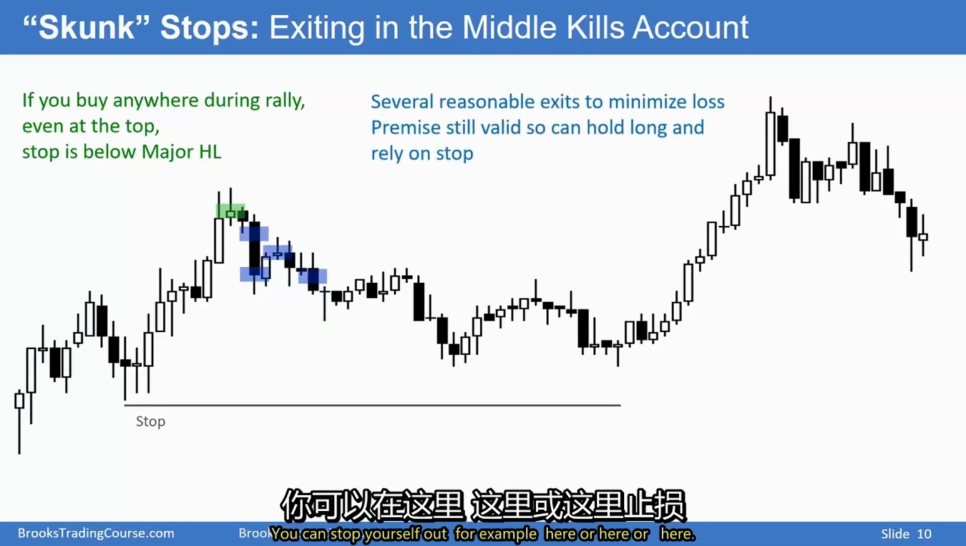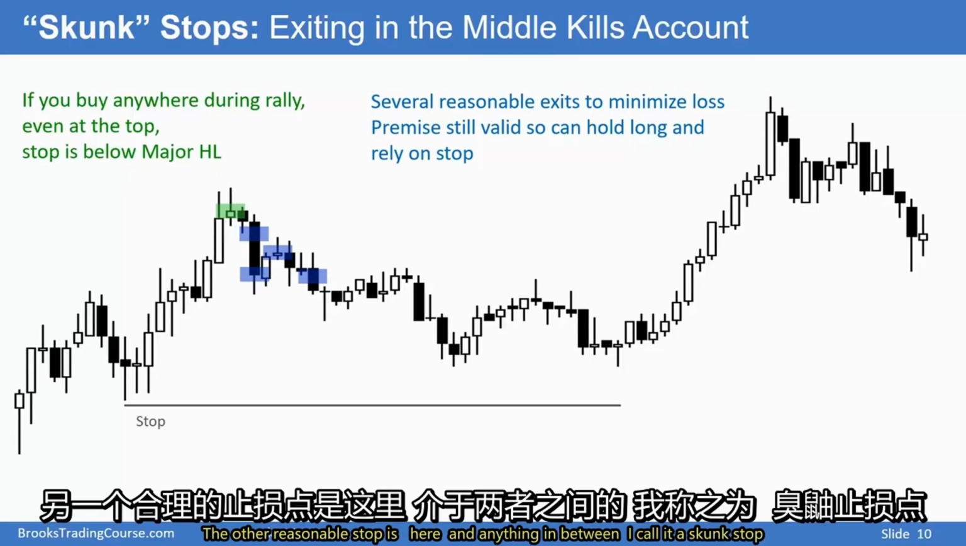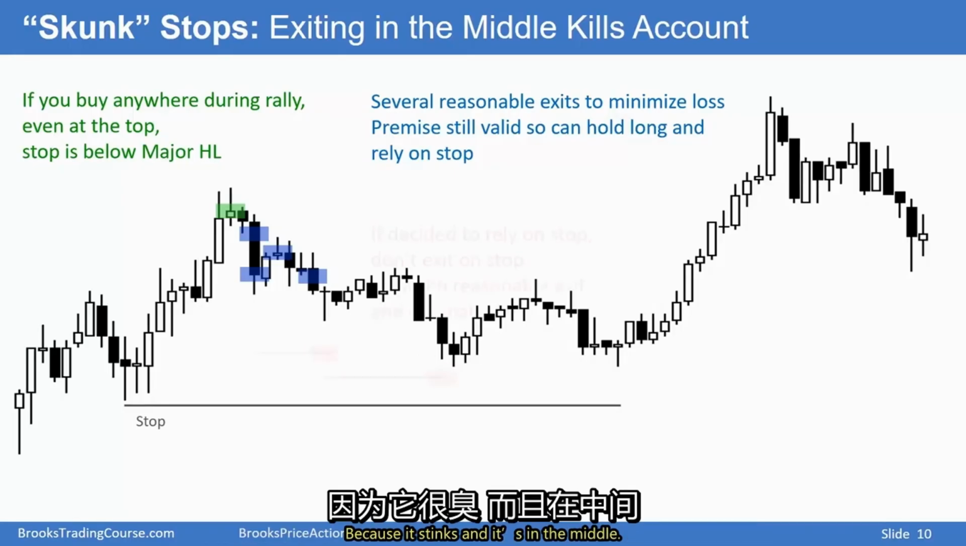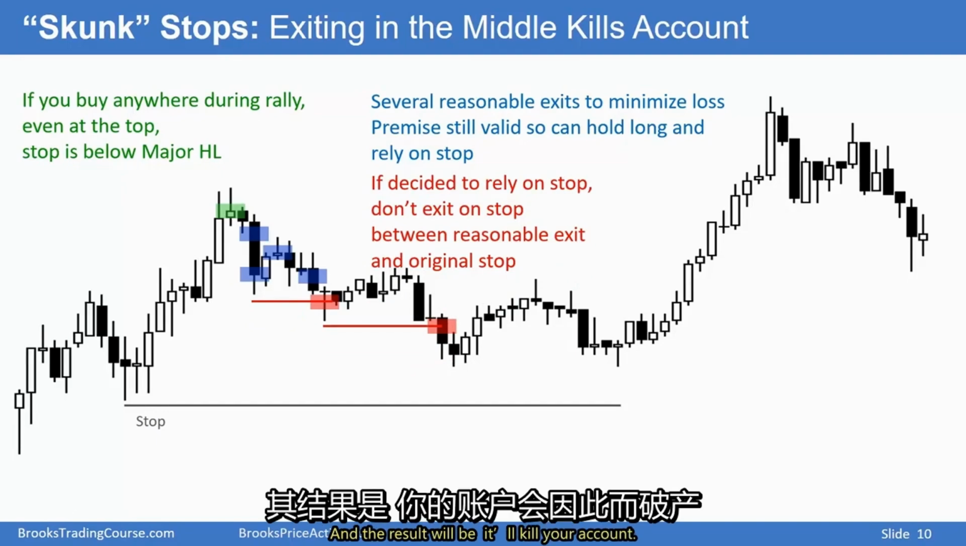You can stop yourself out, for example, here or here, or right here. So those are all reasonable stops. And the other reasonable stop is right here. And anything in between, I call it a skunk stop, all right? Because it stinks and it's in the middle, and the result will be it'll kill your account.